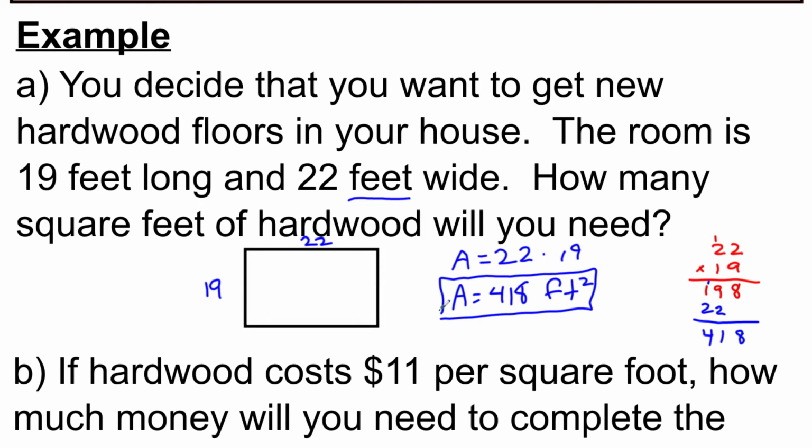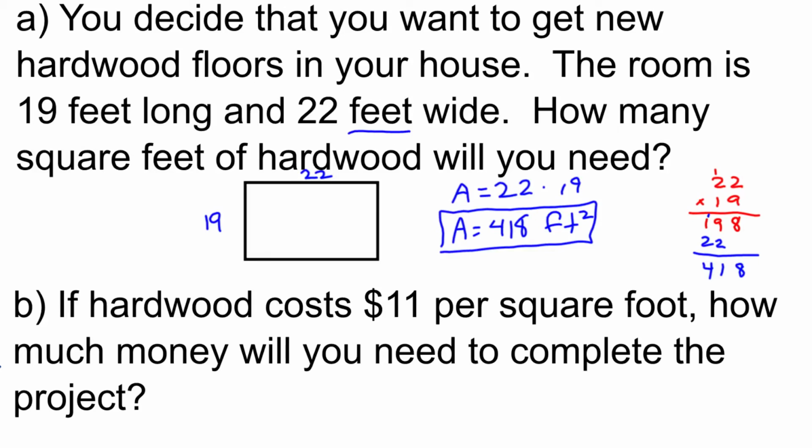If I wanted to lay hardwood, I would need to go to Home Depot or some hardware store and say, I need 418 square feet of space. That's the question they're going to ask. Okay, so if the hardwood costs $11 per square foot, how much money will I need to complete the project? So again, same idea. If each of these represents a square, okay, and it's $11 for each of those squares, I'm basically going to do my total area times the $11 per square foot.